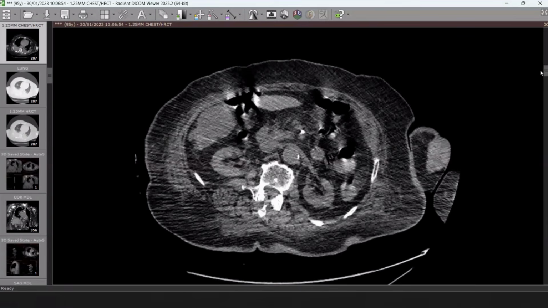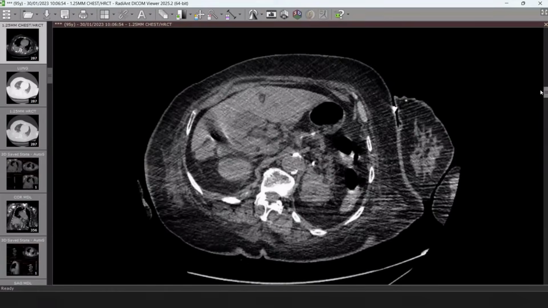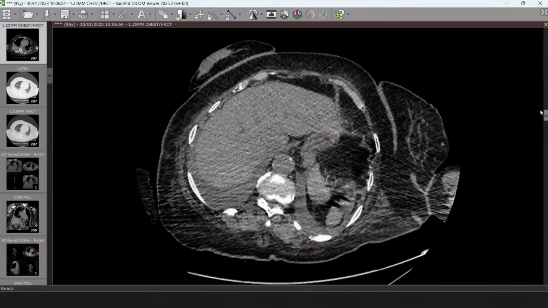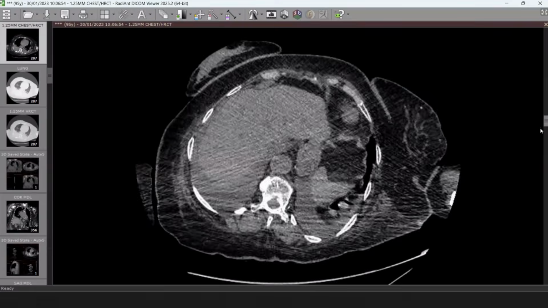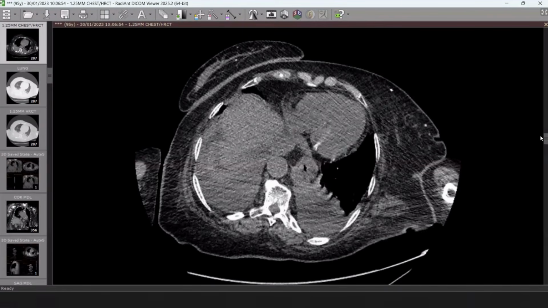Scrolling is a bit fast. Can I just slow down scrolling at the lower lung level? Maybe something related to the stomach. I would have seen some abnormality. Yeah, the stomach is collapsed. Okay, this is collapsed.